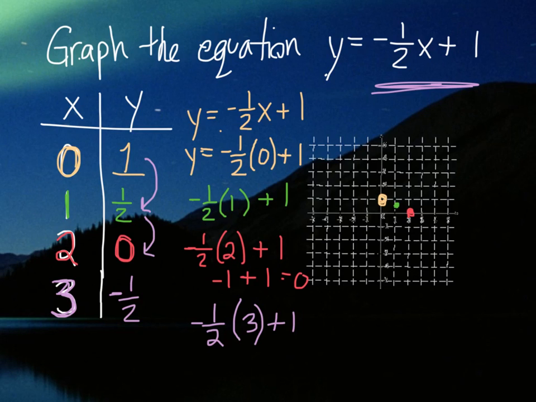Negative 1/2 times 3 would become negative 3/2. And then if we add 1 to it, if you type that in your calculator, you would in fact get negative 1/2. So that is in fact correct. And if we were to plot that point, it would be right around here. And then just to finish up, we would connect all of this in a line with our arrows.